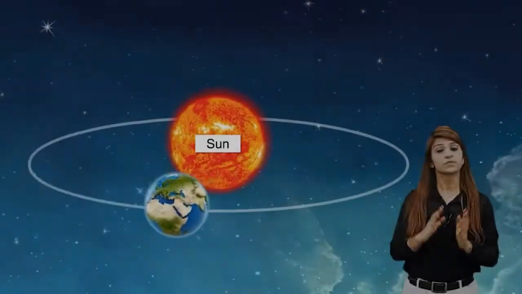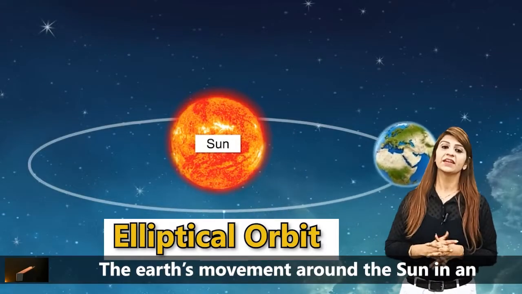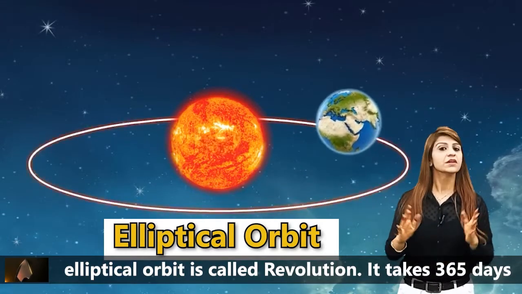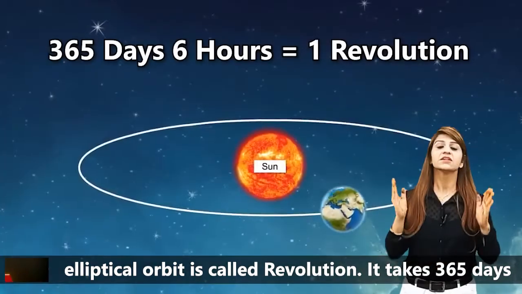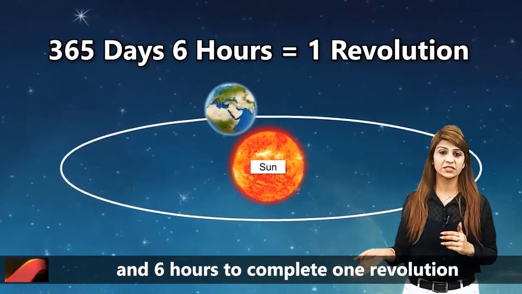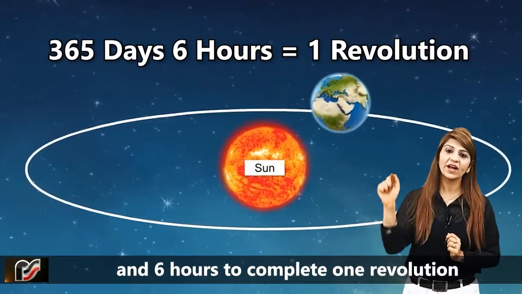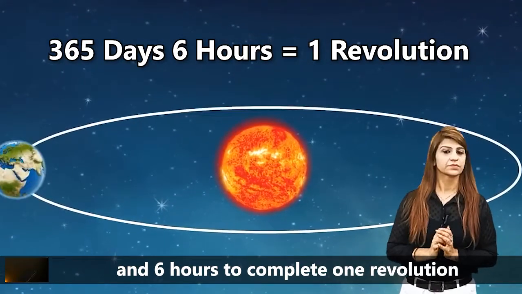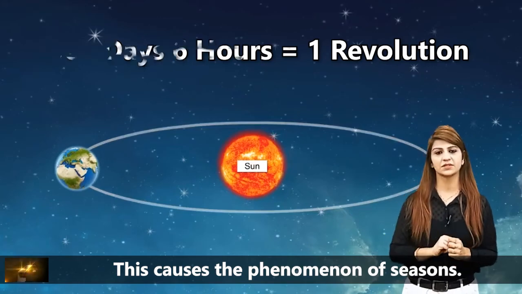Revolution. The Earth's movement around the Sun in an elliptical orbit is called revolution. It takes 365 days and 6 hours to complete one revolution. This causes the phenomenon of seasons.